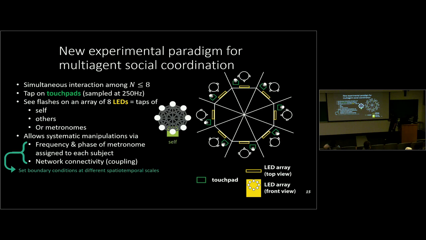So these are all critical variables that I've told you about in the classical models of rhythmic coordination. And now I can really manipulate them systematically to elicit coordination phenomena at different spatial and temporal scales. So in the real experiment that I did, come on.